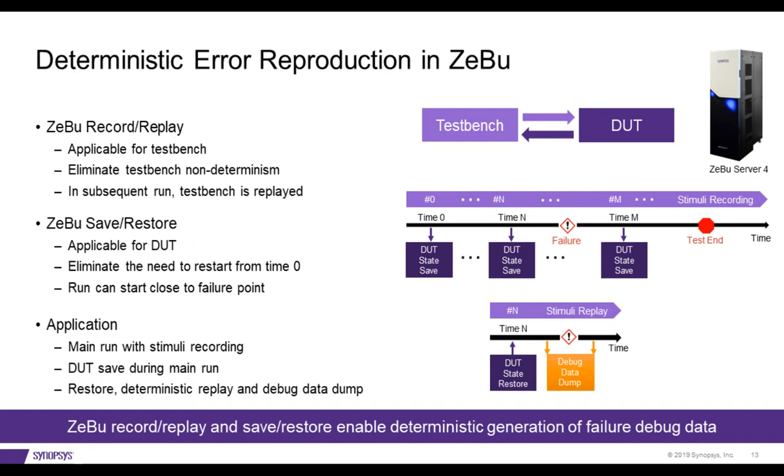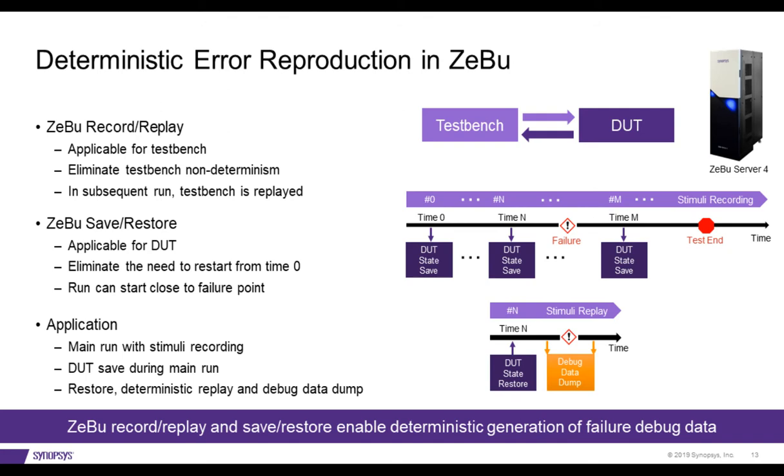So now let's talk about the second challenge that we had laid out, which is deterministic error reproduction, and let's see how ZeBu debug solves this problem. There are a couple of technologies that I'm going to talk about, and the first one is ZeBu record and replay. This applies to the test bench, and the goal here is that we want to eliminate any non-determinism that is caused by the test bench by exactly replaying the test bench activity in subsequent runs as it happened in the main run when the problem was observed.